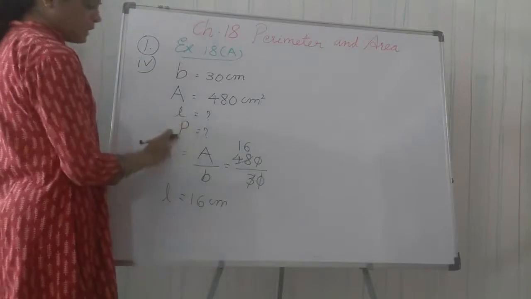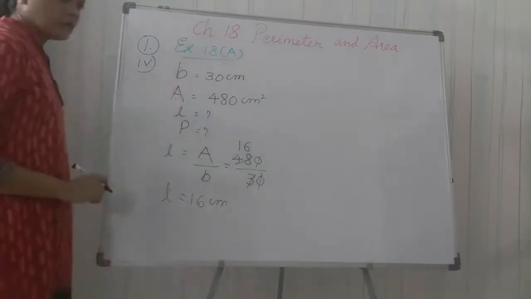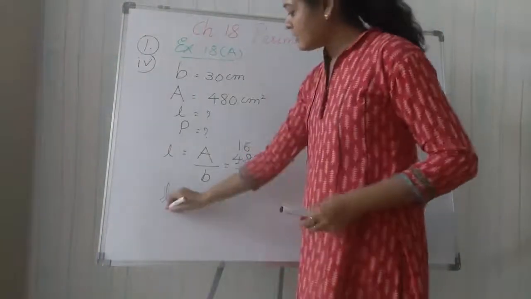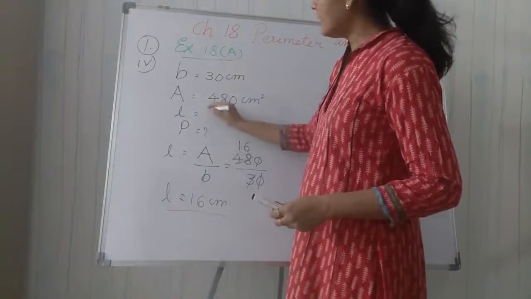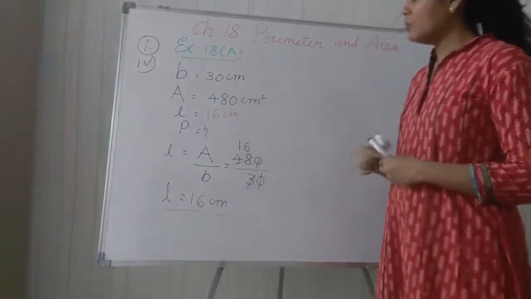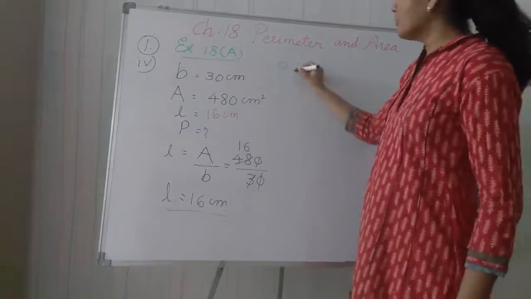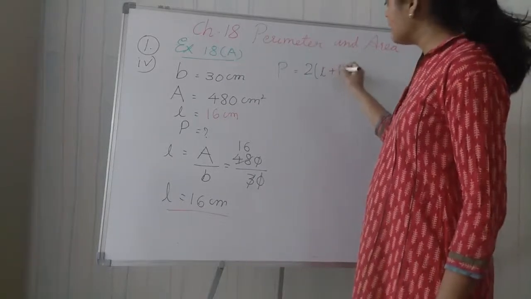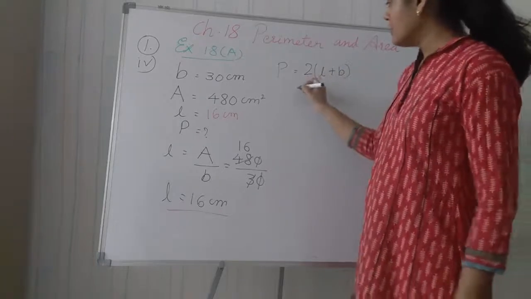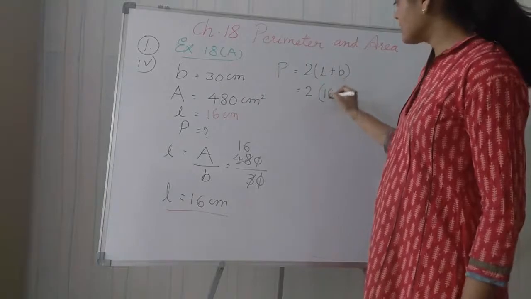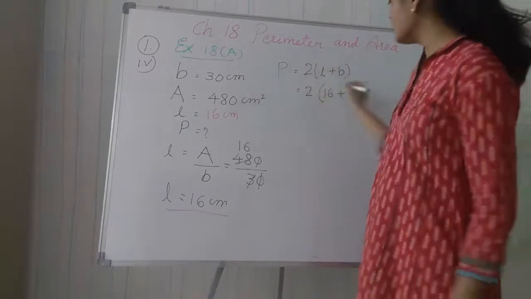Okay, one more thing is the perimeter, which is missing here. So we all know the formula for perimeter. See here, 16 is the answer I found. So I write here 16 centimeter. Now to find the perimeter, the formula for perimeter is 2 times L plus B for a rectangle shape. So here 2, L we just now found as 16, and breadth is 30.